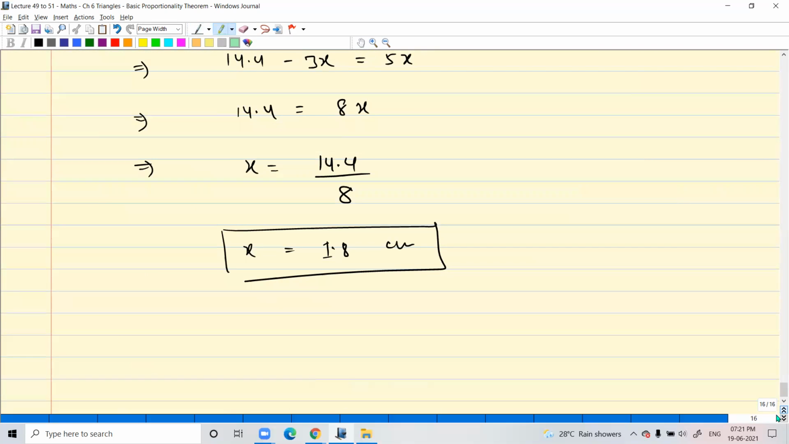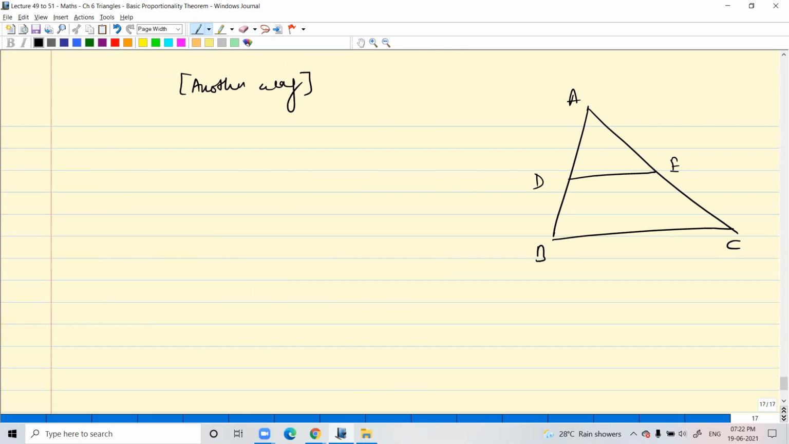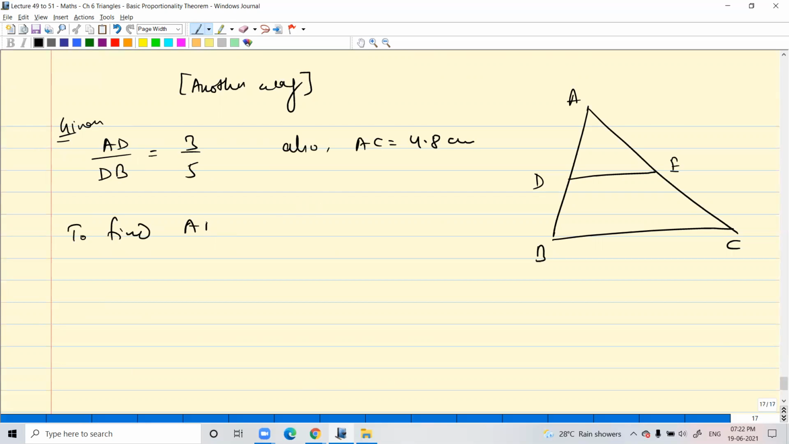So let me draw the triangle once more here so that I don't have to scroll up every time. Okay, so what is given to us? AD by DB is given as 3 by 5. Also, AC is given as 4.8 centimeter. And what we have to find? AE. So AC and AE are part of our question. So I'm going to use the ratio as AC by AE.